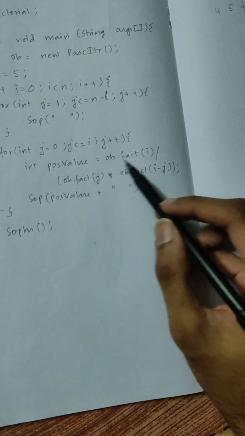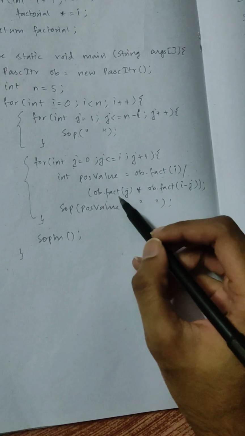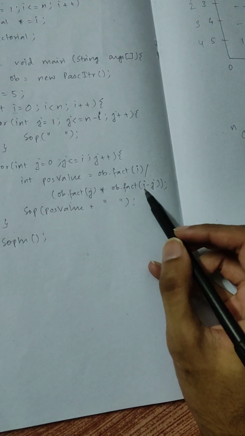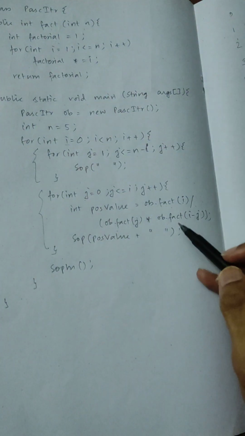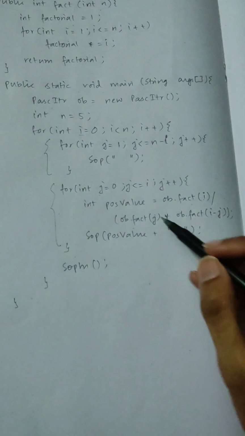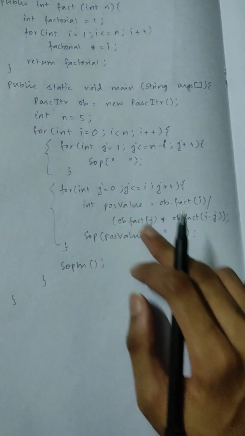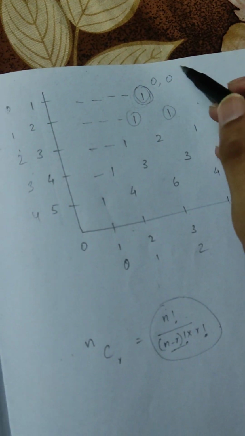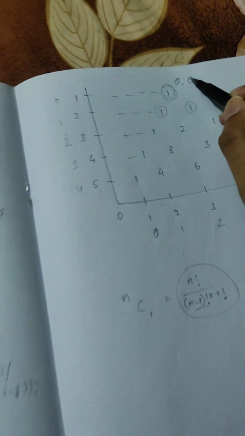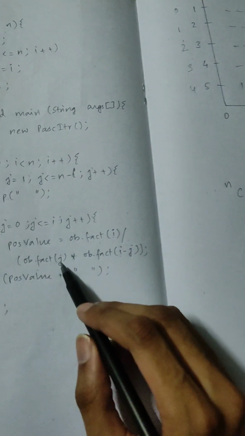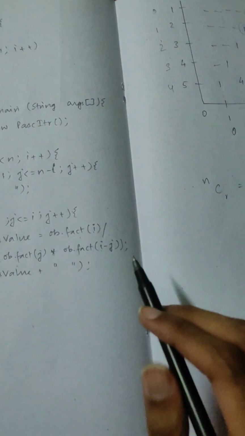Like first ob dot fact of the row will be calculated, then it will come here. Then ob dot fact of j will be calculated here, and then the value will come here, and then ob dot fact of i minus j will be calculated here, and then it will come here. So in this way, each and every value of this row and this column will be calculated. For example, suppose this is 0th row and 0th column. So the factorial will be ob dot fact of 0 divided by ob dot fact of 0 into ob dot fact of 0, which is equal to 1.